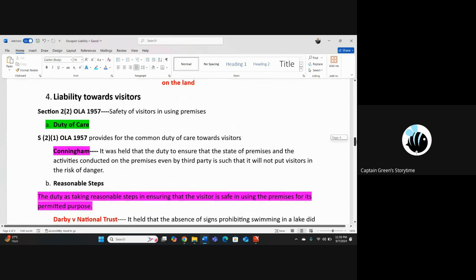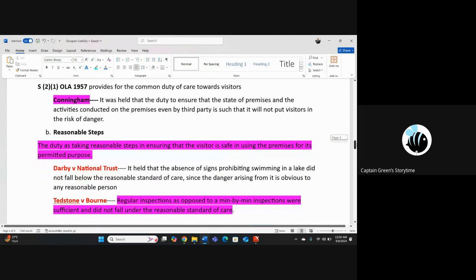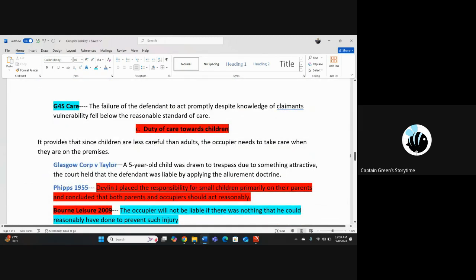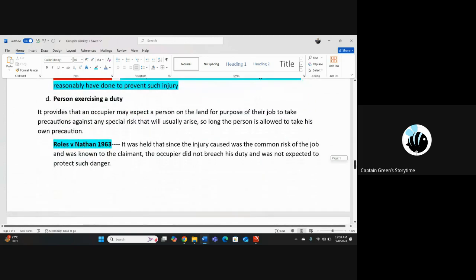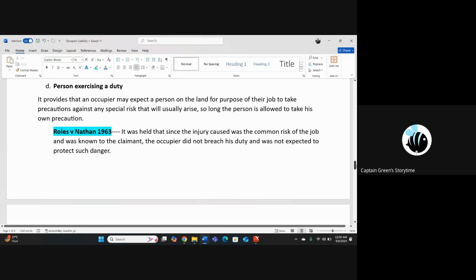Now we came to the liability towards the visitors. We studied the duty of care, what duty of care should be taken, and that reasonable steps must be taken to ensure the safety of the visitor. Moving on, we studied what type of duty of care the occupier owes towards children. In this situation, the occupier must be more careful for children than for adults. And for a person exercising a duty, the occupier might believe that the person who is exercising his duty knows about the risk associated with his job.